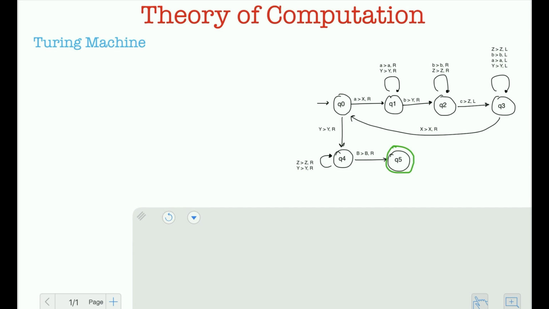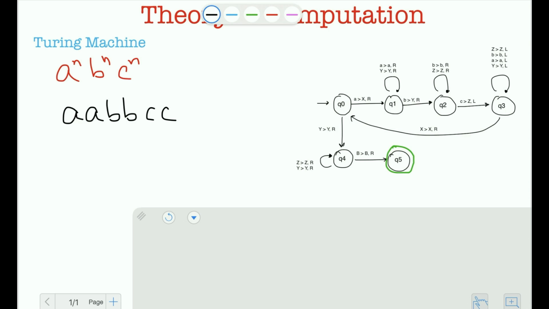Remember that the language that we drew this Turing machine for was a to the power n, b to the power n, c to the power n. So let's take our first example, which is let's say the string AABBCC. So what we'll do is we'll draw the state of our tape at every stage. So initially my tape looks something like this: AABBCC, and a B right here.